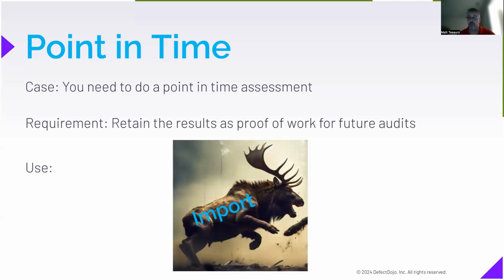Where it's a point in time. We're only going to do this once. We have to have future proof for auditors. So you can just do an engagement with 1 or more tests in it and then close that engagement. And it's sitting there waiting for an auditor whenever they come back and ask for it.